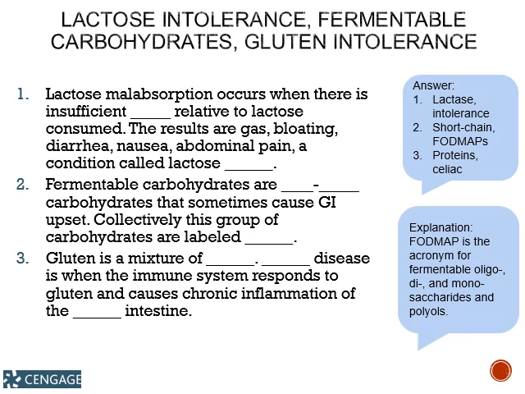FODMAP is the acronym for fermentable oligo, di, and monosaccharides and polyols. Oligo means medium chain, di means two chain, and mono means singular. So there are oligo, di, and mono sugar units, and also a chemical formation known as polyols.